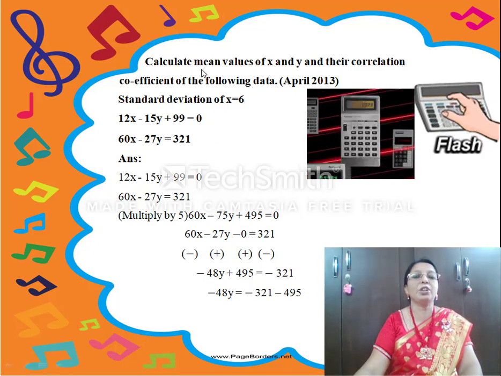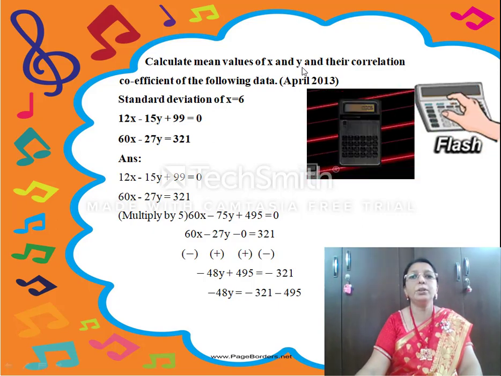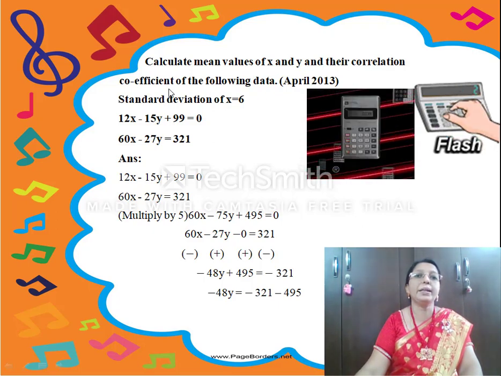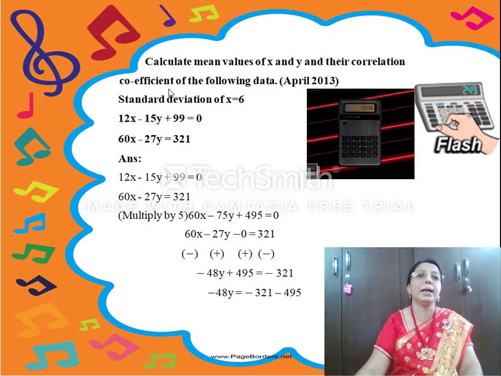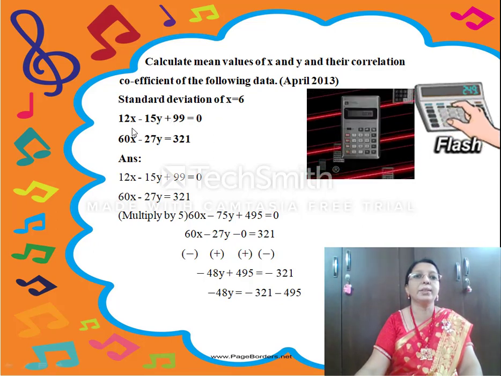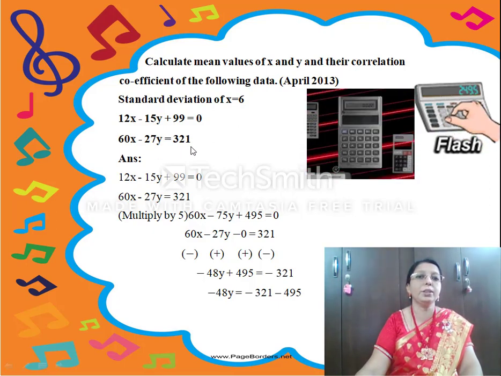They've given in this question that the mean values of x and y are to be found out and their correlation coefficient. So we have to find x bar, y bar and r. They've given us the standard deviation of x equal to 6. Then there's an equation and another equation. So two equations are given to us.